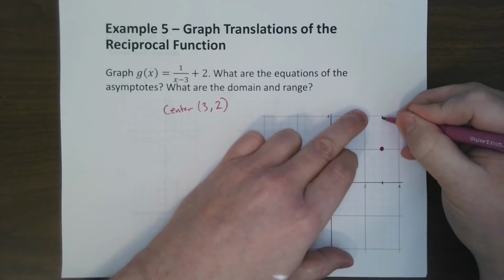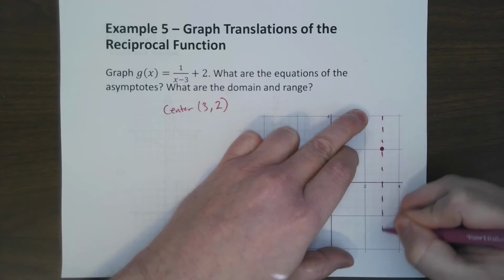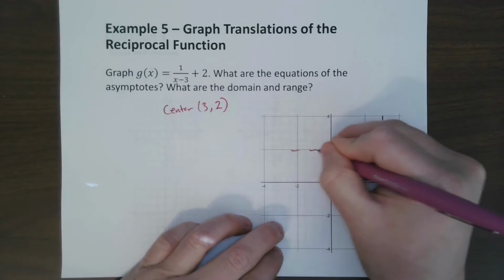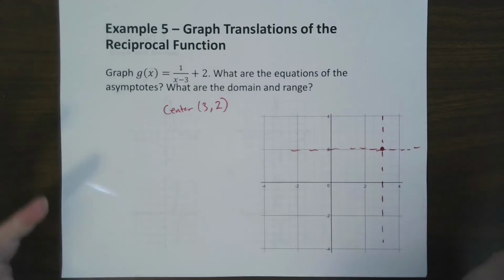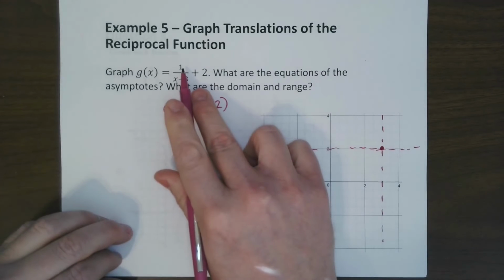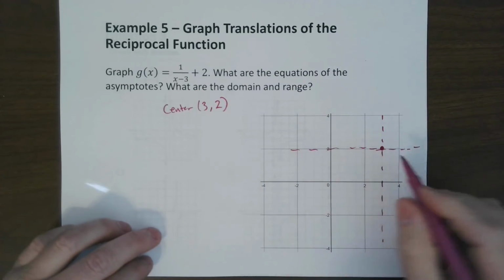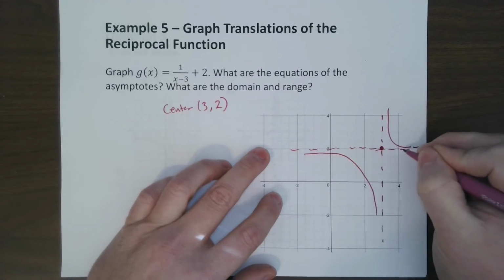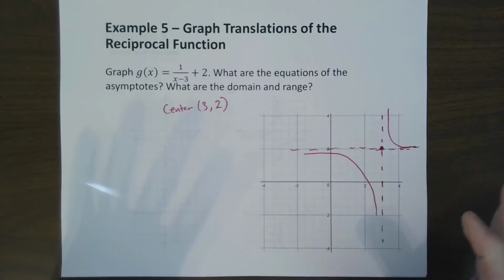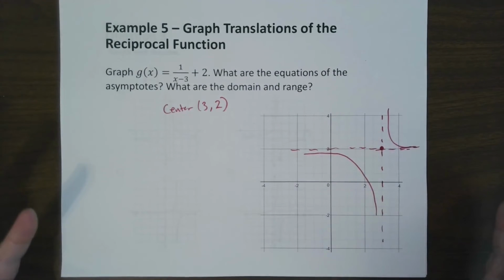Now you draw your asymptotes, your vertical and your horizontal. And now we're going to see if it's positive or negative. Since 1 is positive, we know it's going to start low and end high. So we know this kind of looks like this. It doesn't have to be perfect, it's just a sketch.